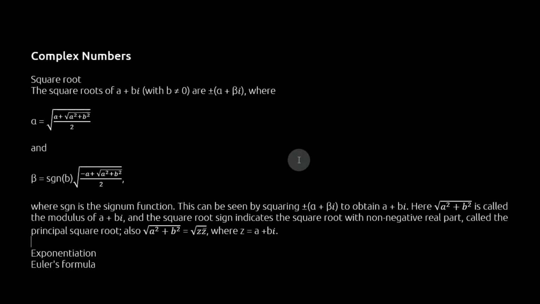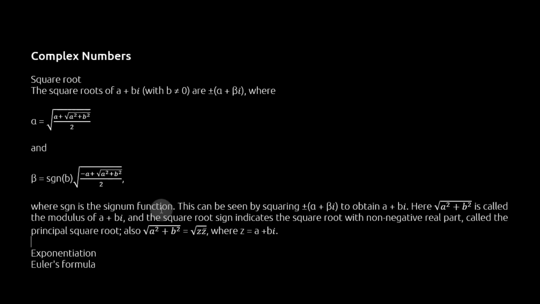Still on complex numbers, square root subsection. The square roots of a plus bi, with b not equal to 0, are plus or minus (r plus beta i), where r is equal to this square root plus beta sine b, this square root, where sine is the signum function. This can be seen by squaring.